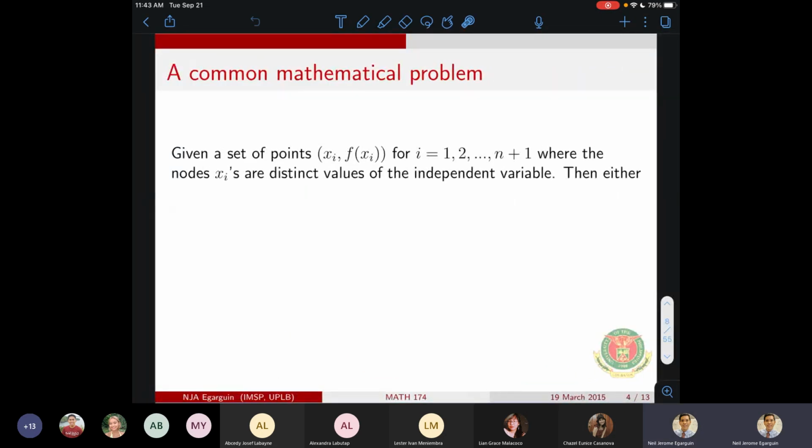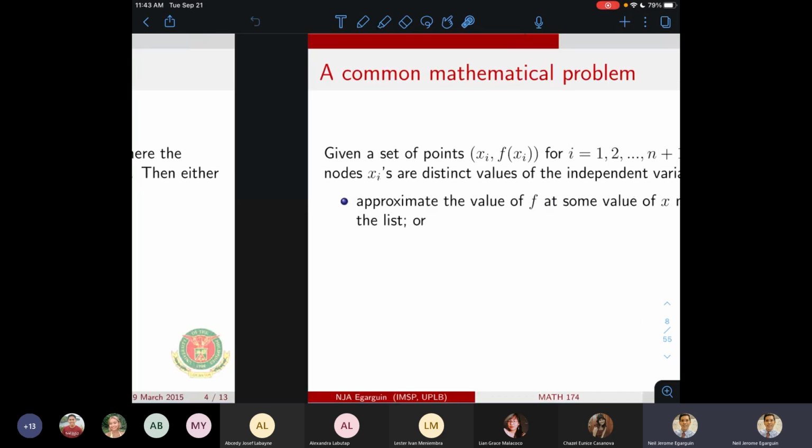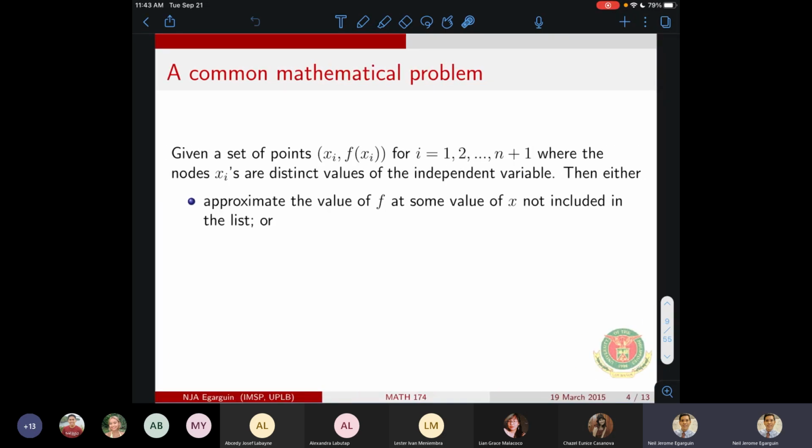Okay, so basically this is a common mathematical problem. So if you have a discrete set of data, meron kang x1, f of x1, x2, f of x2, and so on, where the x_i are distinct values of the independent variable, then there are two possible cases. Number one, we want to approximate the value of f at some value of x not included in the list. So kung ang x_i mo lang ay 0, 10, 20, 30, hanggang 50, what if you want to get the function value at say 45 or 37? Okay, so how do you predict what would be the value at an abscissa or an x value that is not included in the data set?